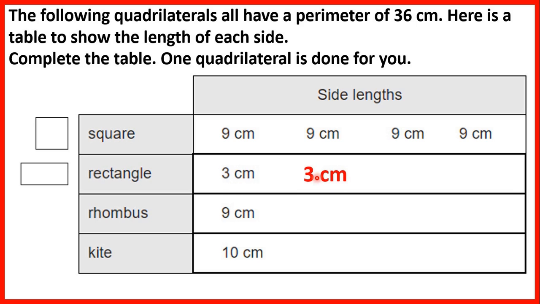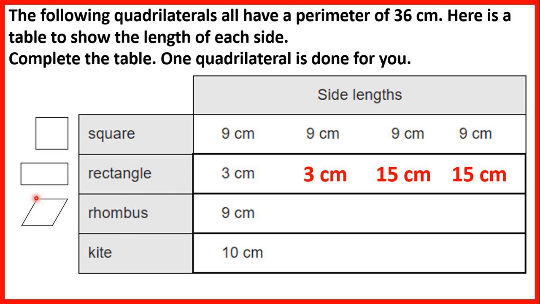That's 6 centimeters altogether, and because we need to make 36, we have 30 centimeters for these two lengths here. We know that the two lengths will be the same, so 30 divided by 2 is 15. 3 plus 3 plus 15 plus 15 is 36, and we've got opposite sides of the same length. Now we have a rhombus.